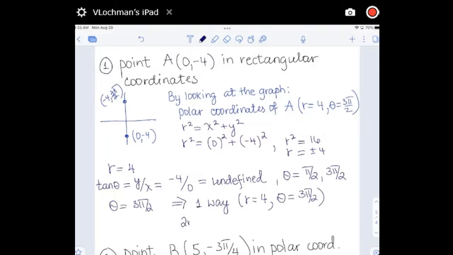What's a second way? What if I were to do negative 4? Then you could do theta is equal to pi over 2. Which one is correct? Both of them are correct. There are several ways to write this point in polar coordinates. All right, let's pause here for a second. Do you guys have any questions? Anything you would like to discuss?